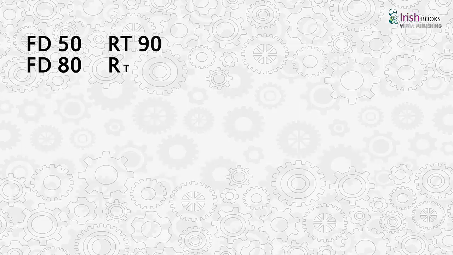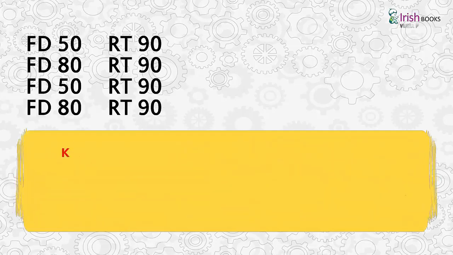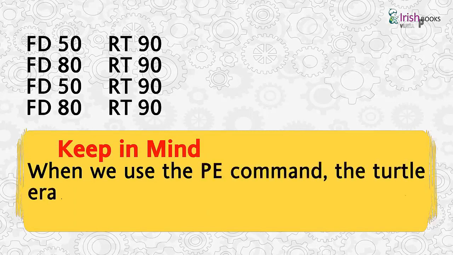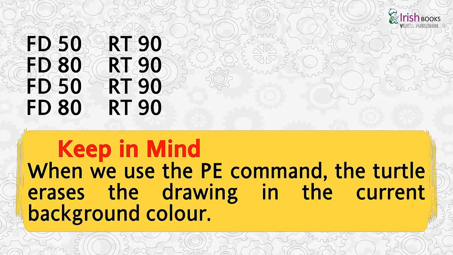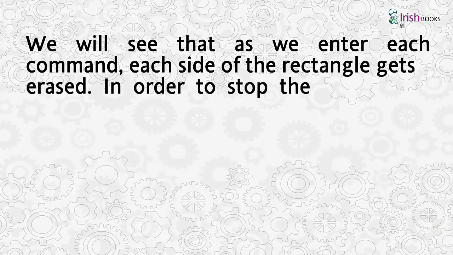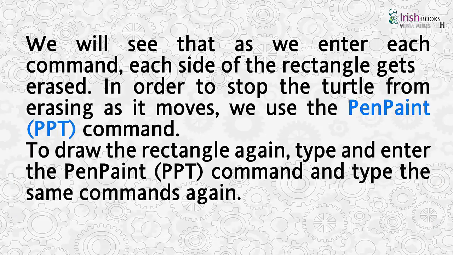FD 50, RT 90, FD 80, RT 90, FD 50, RT 90, FD 80, RT 90. Keep in mind, when we use the PE command, the turtle erases the drawing in the current background color. We will see that as we enter each command, each side of the rectangle gets erased.